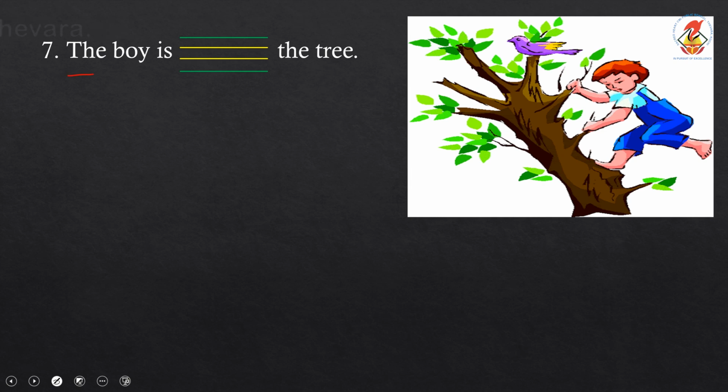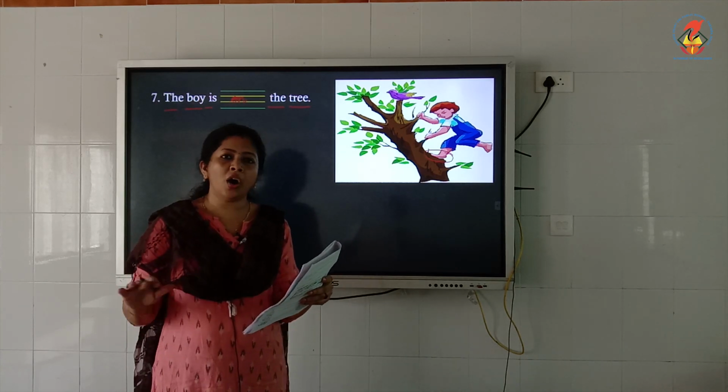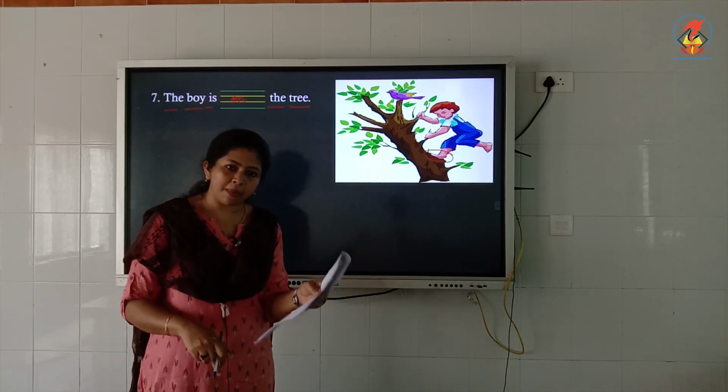Seventh one. The boy is dash the tree. Children, just see where the boy is. Is the boy touching the surface? So the boy is on the tree. Okay, understood, children? So: under the tree, on the bench, in the cage, on the branch of a tree, between the elephants, in the box, and on the tree.